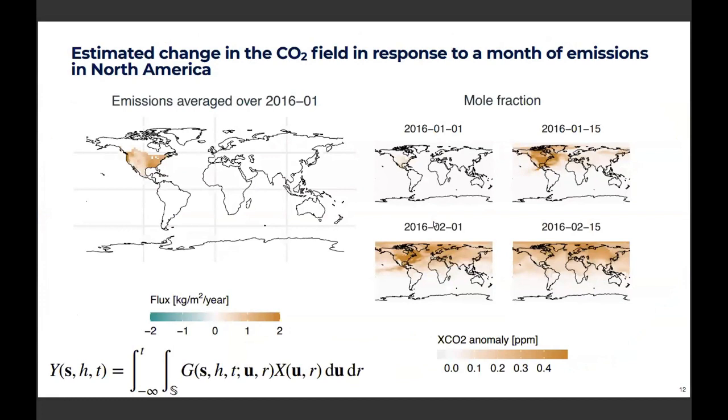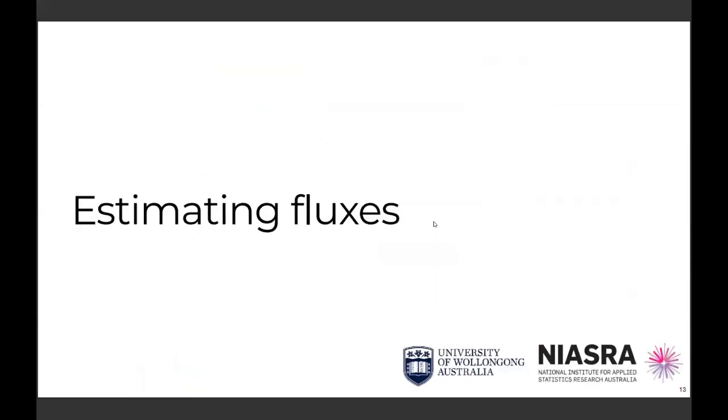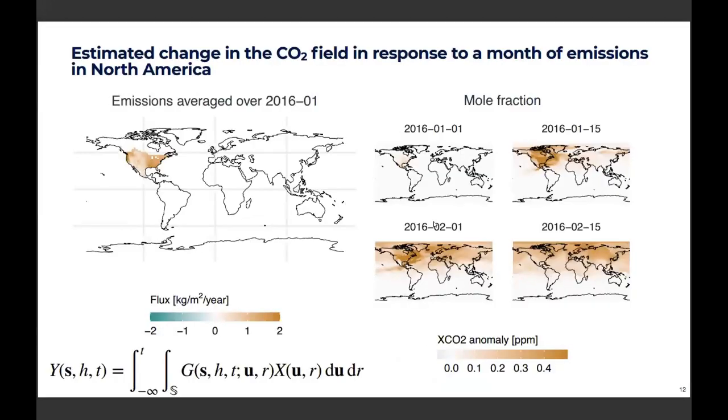Now, of course, these two fields, the flux field, where the CO2 is emitted or absorbed, and the mole fraction field are related, and they're related through transport, the winds, basically, which you can write as an integral differential equation in the bottom left. You don't have to absorb that too deeply, but I've got some pictures that kind of show how that might work.